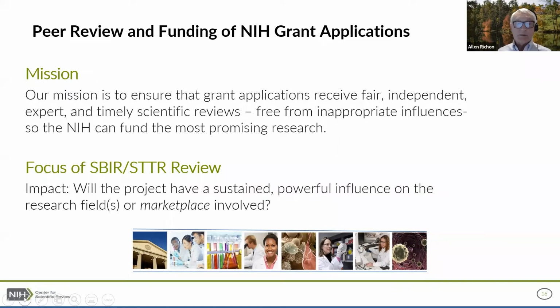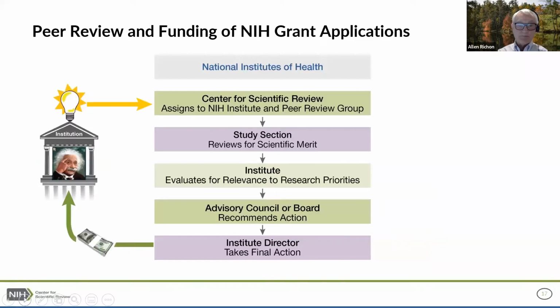For the SBIR and STTR review, what we ask our reviewers to look at is, will the project have a sustained influence, not only on the research field, but also the marketplace involved? So if I can have the next slide, we'll start in taking a look at all of this.